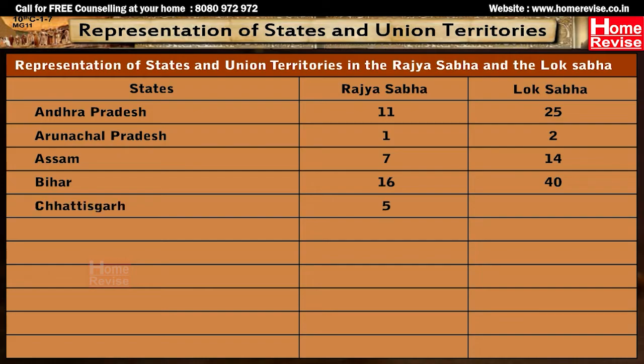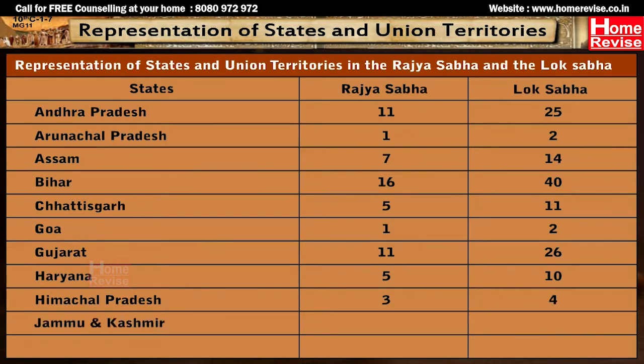Chhattisgarh, 5 members in Rajya Sabha and 11 in Lok Sabha. Goa, 1 in Rajya Sabha, 2 in Lok Sabha. Gujarat, 11 members in Rajya Sabha and 26 in Lok Sabha. Haryana, 5 members in Rajya Sabha and 10 in Lok Sabha. Himachal Pradesh has 3 members in Rajya Sabha and 4 in Lok Sabha. Jammu and Kashmir, 4 members in Rajya Sabha and 6 in Lok Sabha. Jharkhand, 6 members in Rajya Sabha and 14 in Lok Sabha.